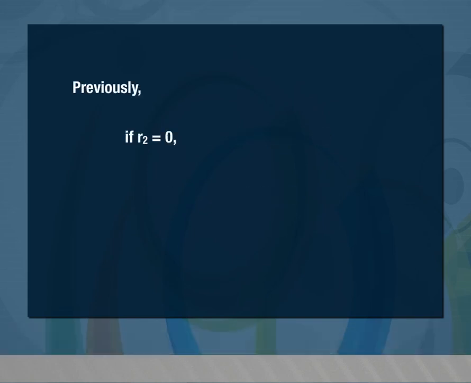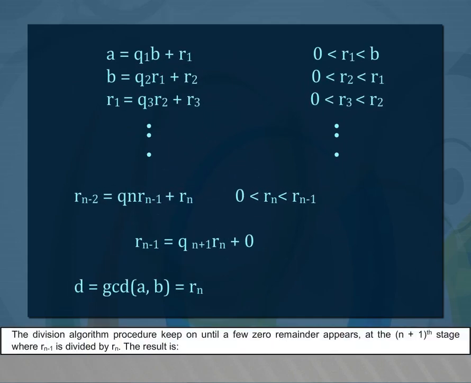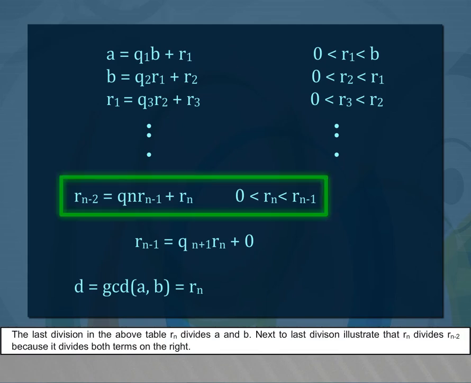As before, if r2 is equal to 0, then d is equal to r1, and if r2 is not equal to 0, then d is equal to GCD of r1, r2. The division algorithm procedure keeps on until a zero remainder appears at the n plus 1th stage, where Rn minus 1 is divisible by Rn. The result is the last division in the above table.